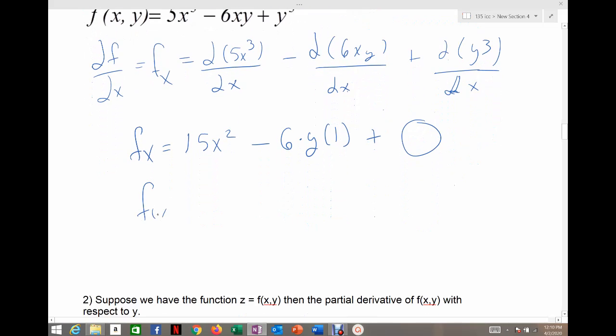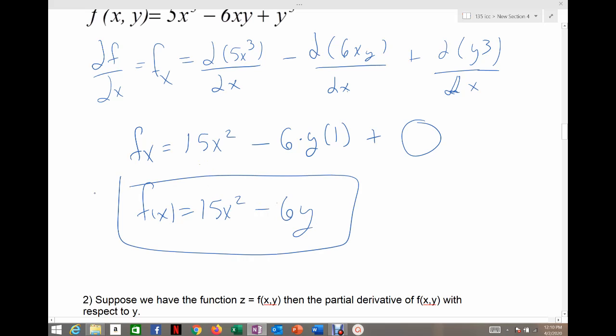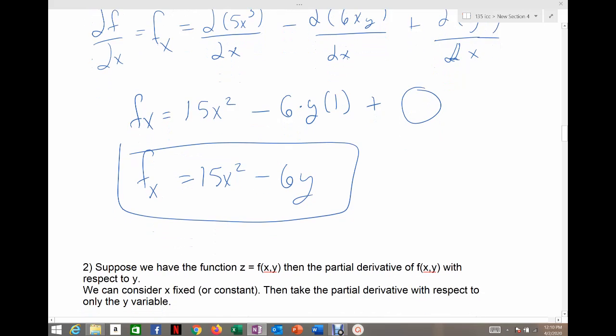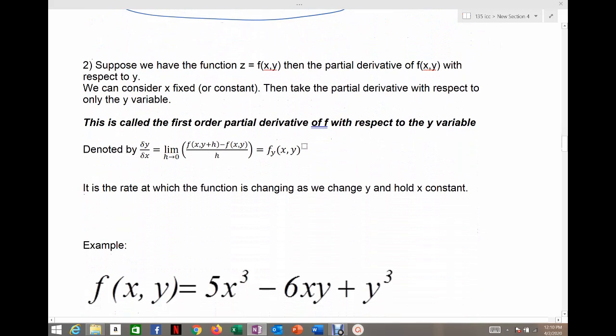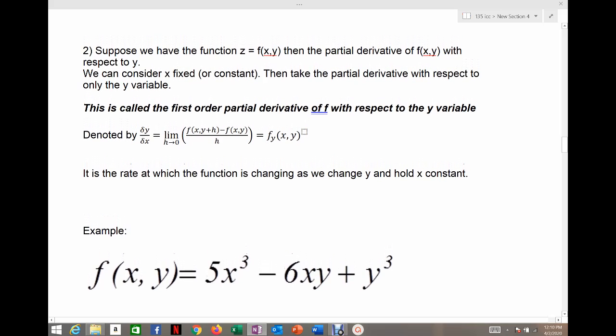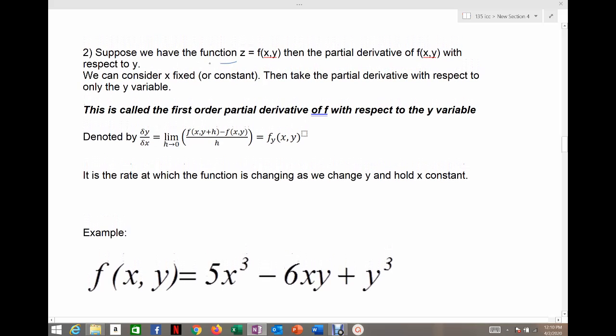All right, and then if I write it without the 0, it's 15x squared minus 6 times y. And there's the derivative of this function with respect to x, f sub x. So that's the derivative of my original function as x is changing. All right, well now we're going to do the exact same thing with respect to y. So my same function, f of xy, we're going to find the partial derivative with respect to y.